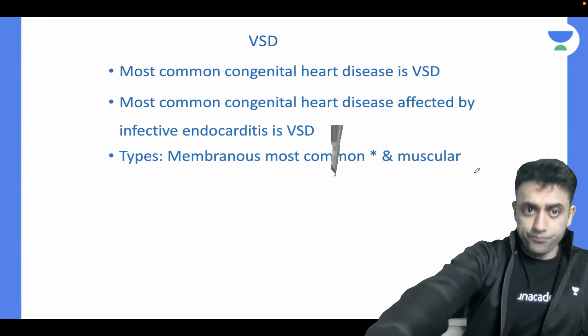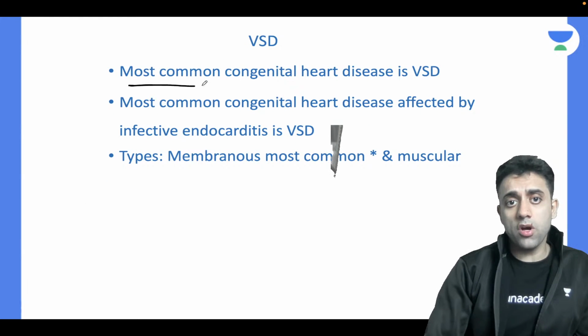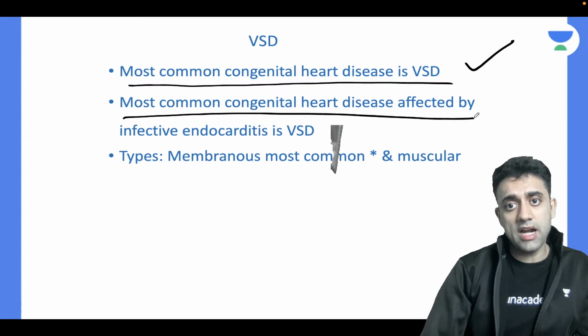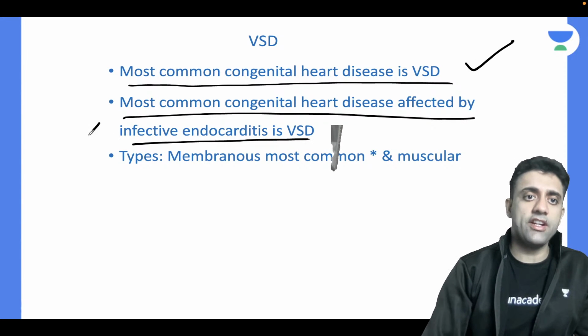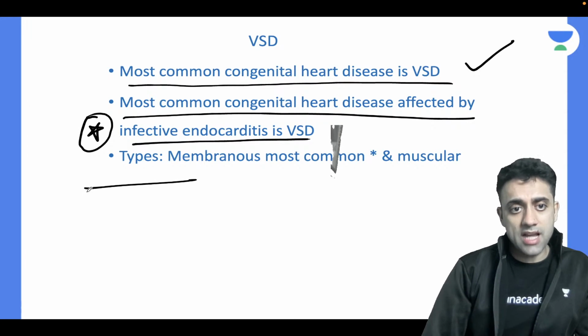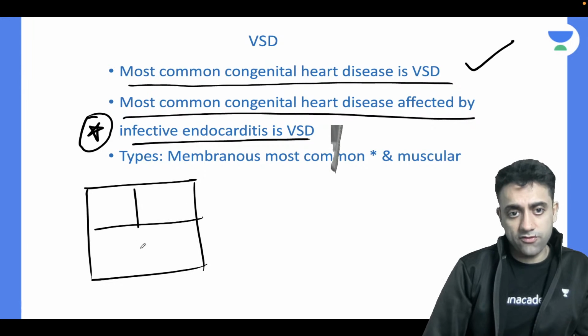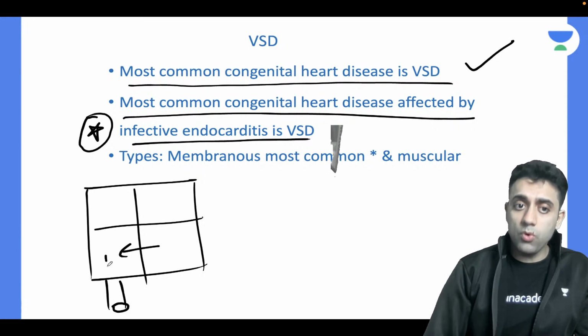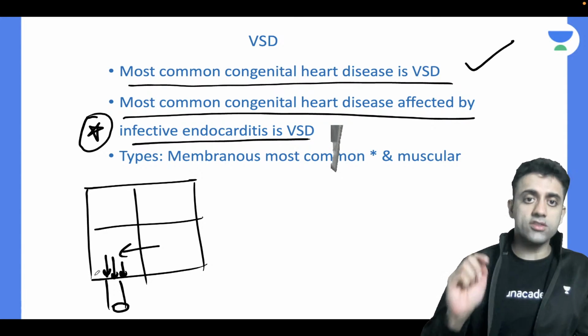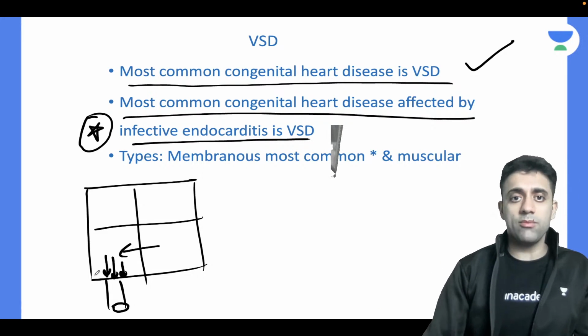Let's move ahead. The most common congenital heart disease in cardiology is VSD. It is also the most common congenital heart disease affected by infective endocarditis. I remember in the previous class I told you, this is our heart and this is our VSD, and here is the pulmonary artery. So when more and more pulmonary blood flow happens because of VSD, there is increased pulmonary blood flow.